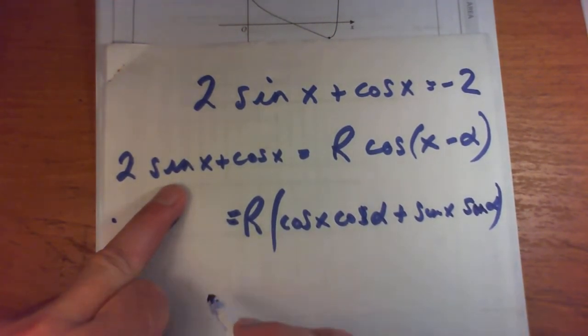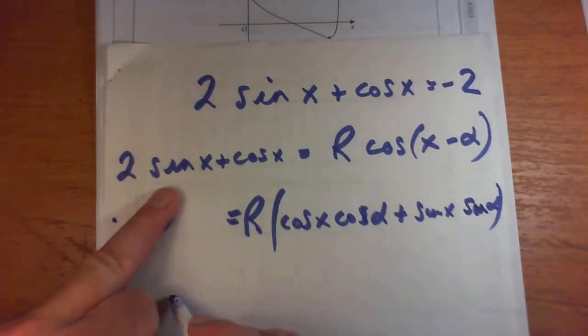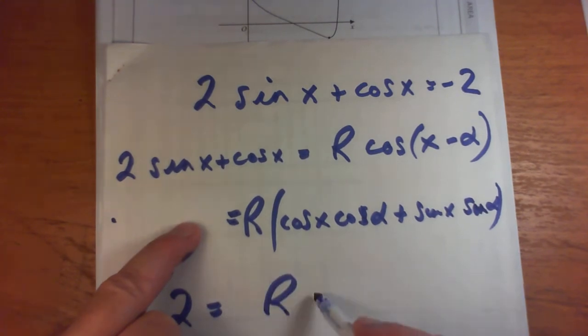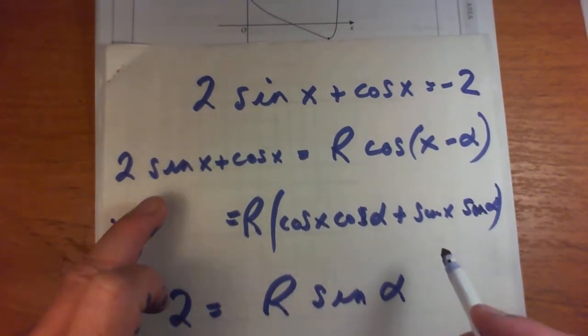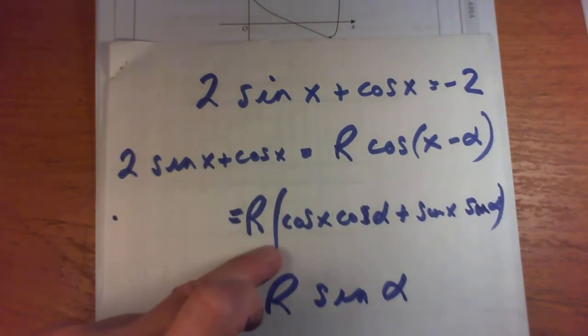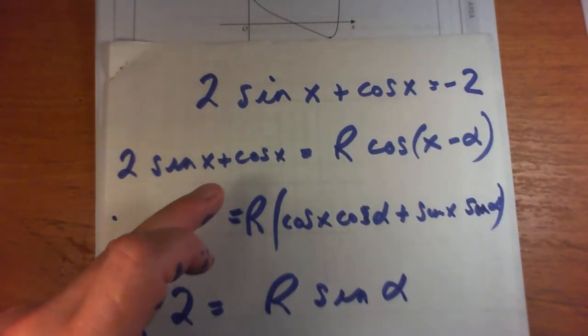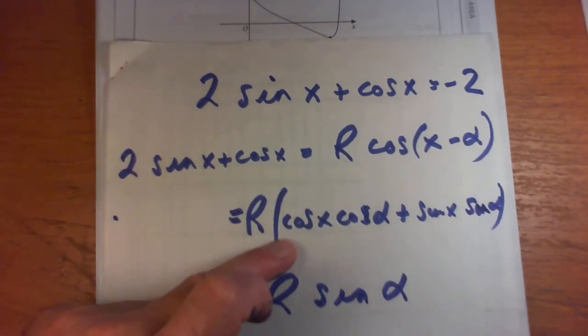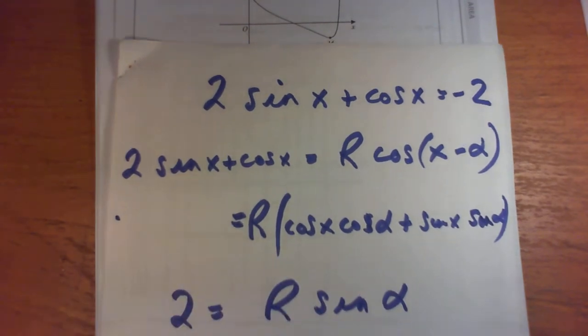So that the coefficient is 2. And the coefficient of sine x here is r sine alpha. The coefficient of cosine x there is 1. The coefficient of cosine x here is r cosine alpha.